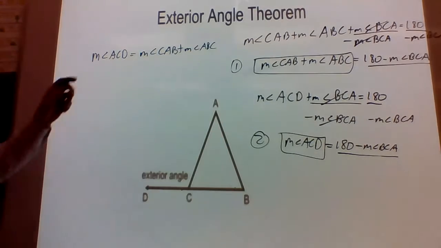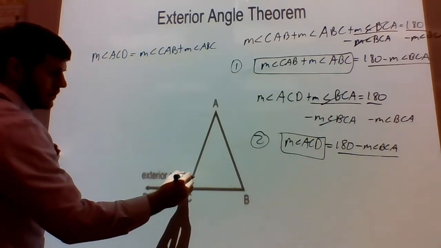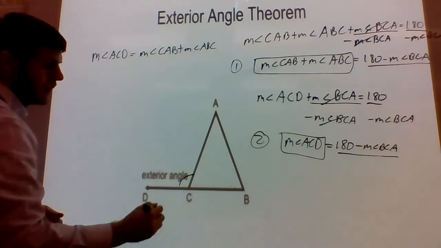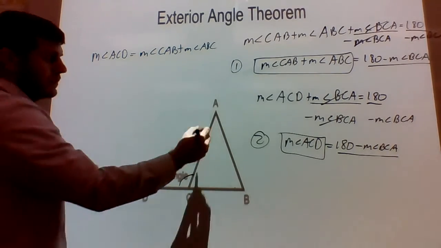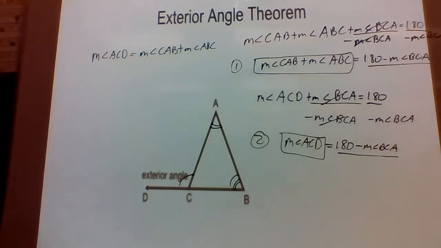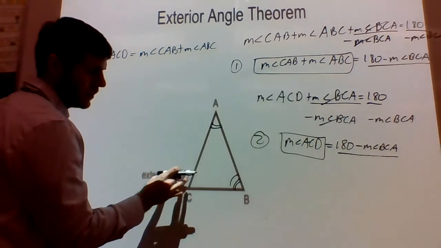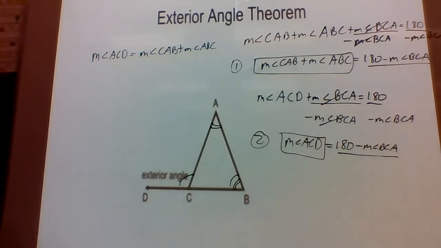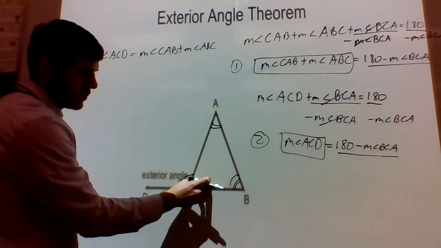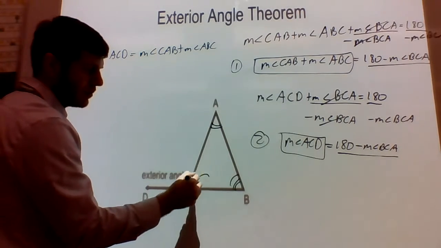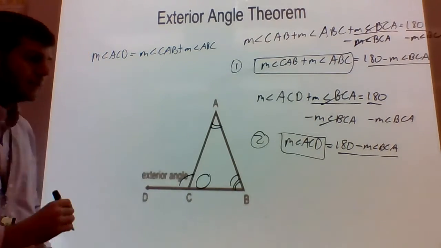Okay, the measure of angle ACD, which is this angle right here, this is our exterior angle, is going to equal the measure of angle CAB plus the measure of angle ABC. So this angle is going to equal these two angles added together. And that makes sense because if this angle plus this angle is 180, and these two plus this one is 180, they're both missing this one piece. So it makes sense that both of them are going to equal each other.